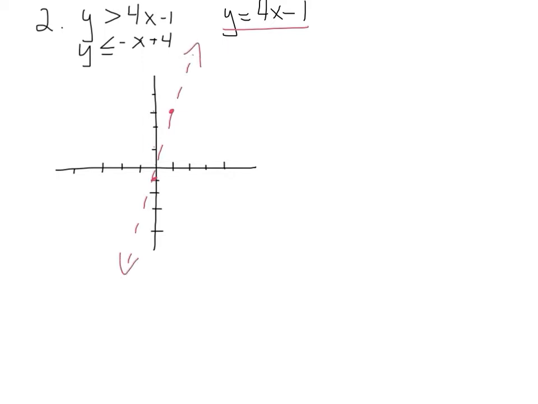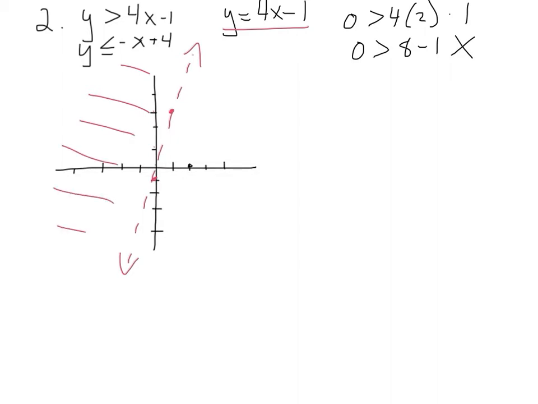I then must pick a point and test it. Now 0, 0 is pretty close. The way I've drawn it, it could be on either side of the line. So I'm going to check the point 2, 0. So right there on the x-axis, I'm going to check that, see if it's true. So y is 0. 4 times 2 minus 1 is 8. 8 minus 1 less than 0. It is not, which means I'm going to shade above. So I'm going to shade on this side of that line.